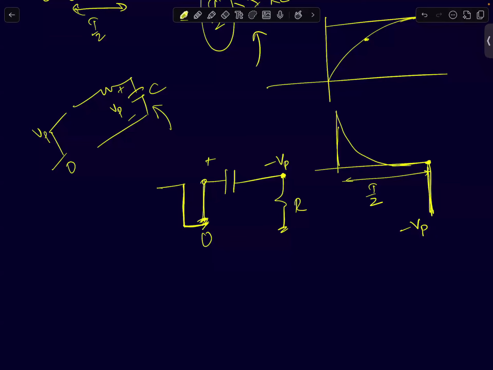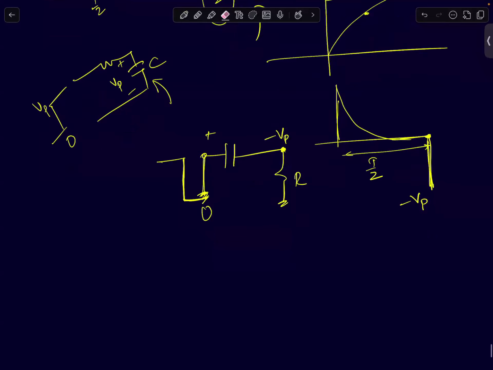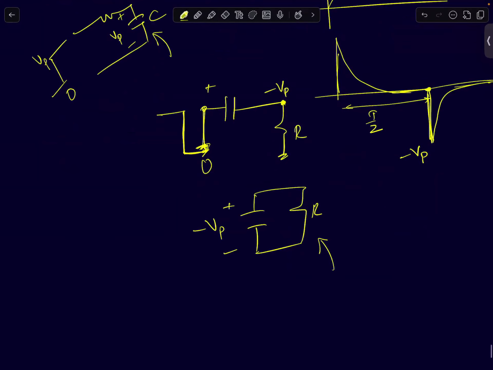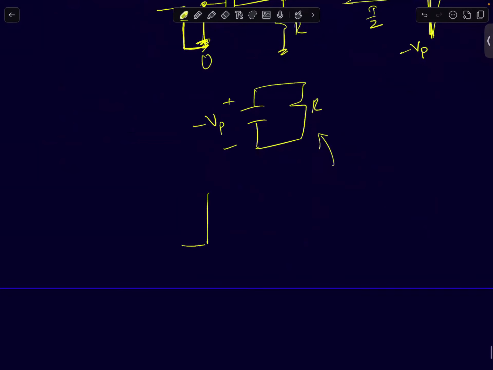Now you have a situation like this. You have a capacitor and a resistor in parallel, and the capacitor has a voltage of minus V peak across it. Input voltage is 0, so I can ground it. Now you know that this circuit will be a first order discharge and it will go like this. So the waveform will look like this. It will go from plus V peak to 0, and then minus V peak to 0, plus V peak to 0, and so on.